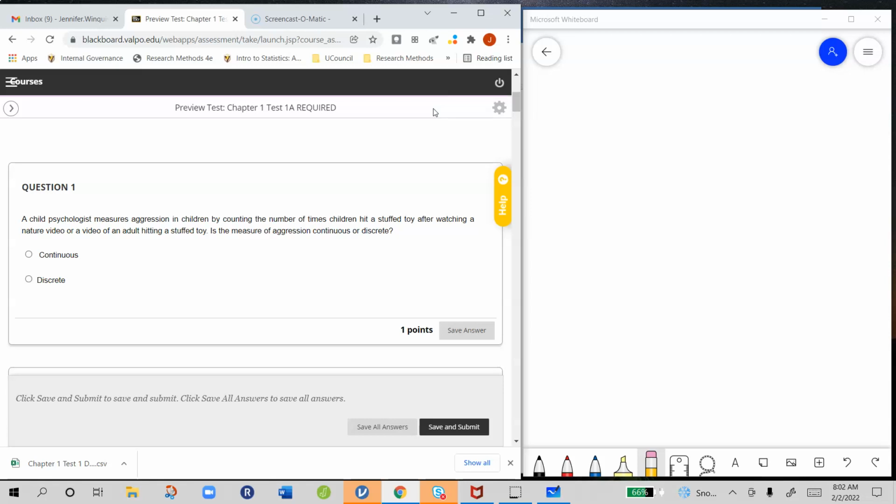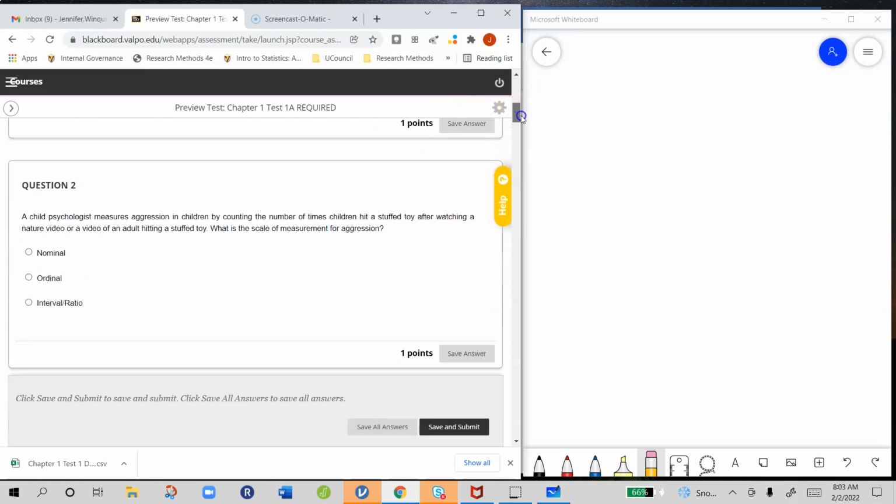This would be a discrete measure, and it's discrete because there's nothing that occurs between any two categories. A kid could hit a toy 1, 2, 3, or 4 times, but fractions don't make sense, decimals don't make sense, and for that reason it's discrete.